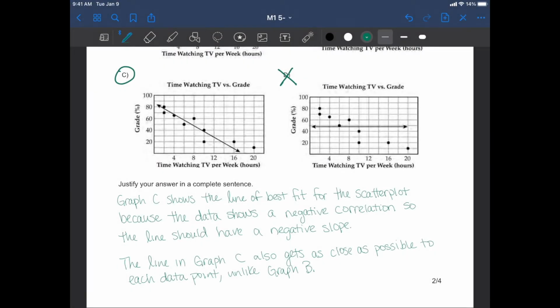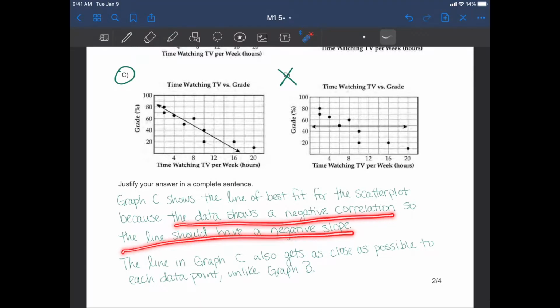All right, so it does say justify your answer in a complete sentence. There were two things that helped me figure out which graph showed the line of best fit. One, the data shows a negative correlation, so the line should have a negative slope, right?